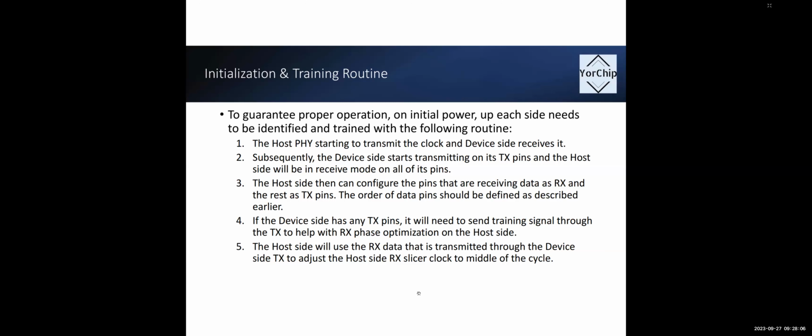On the host side, you have to go through a training. This is where the device side will start sending training data to help with the RX phase optimization. Because the TX has the clock locally, but it's not receiving it from the link, so it has to do an optimization there in the beginning.